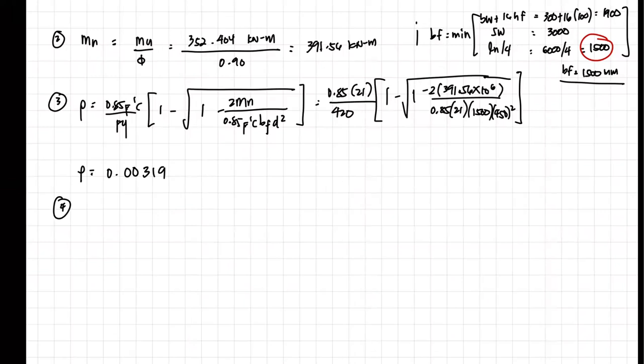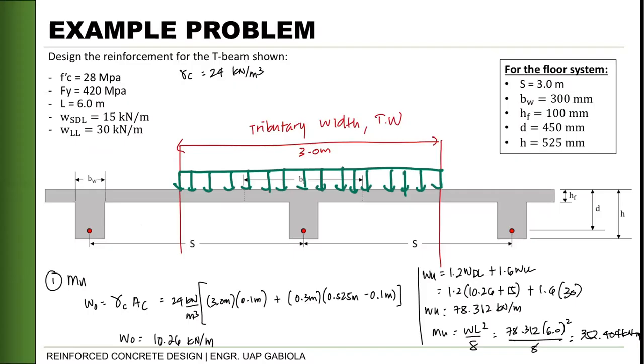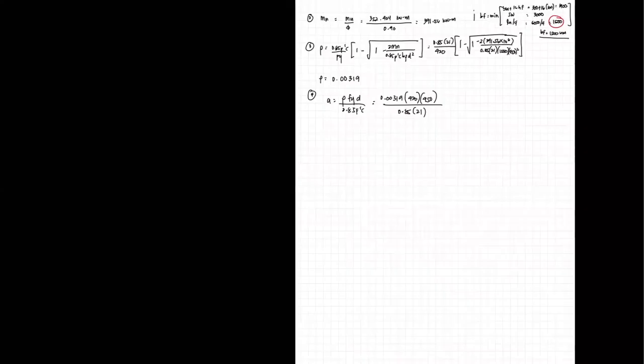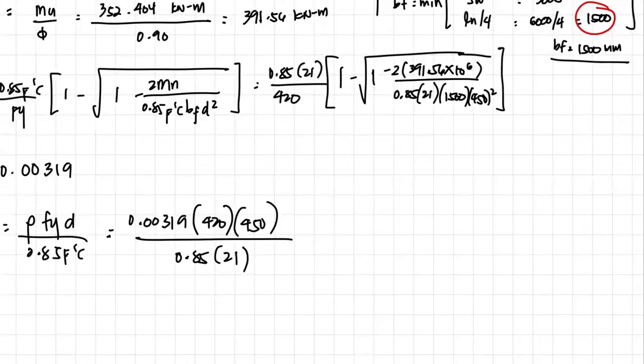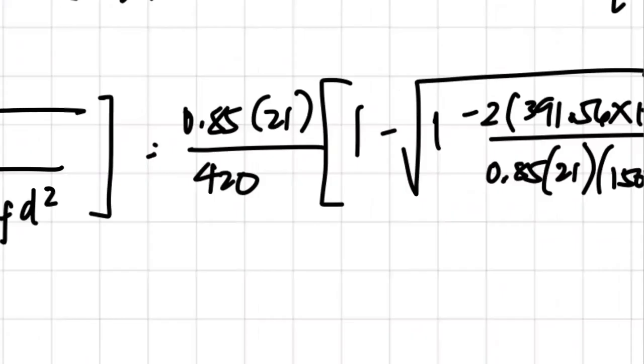Next, we have a is equals to rho fy d over 0.85 f'c. So we have 0.00319, 420, 450 over 0.85, 21, 28. I'm using 21 pala. So 28 tayo, 28, sorry. So mag-iiba yung value, no? So this is 28.